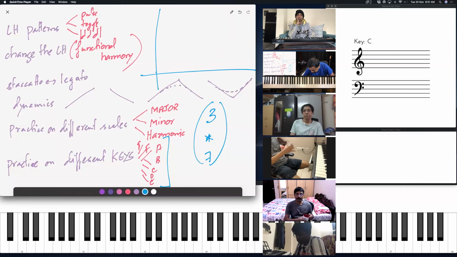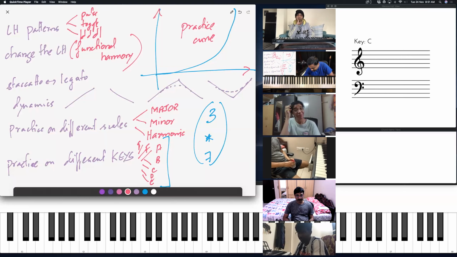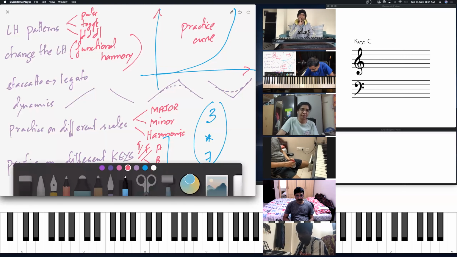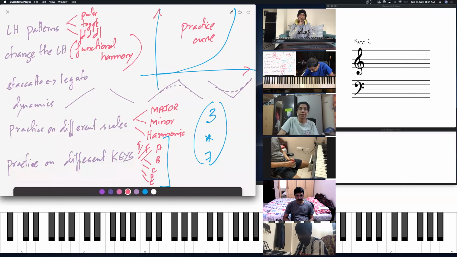So what graph am I writing? This is the practice curve. This is how practice works in music. So what is this? This is percent completed, your job's completed percentage. And what is this? As always, time.